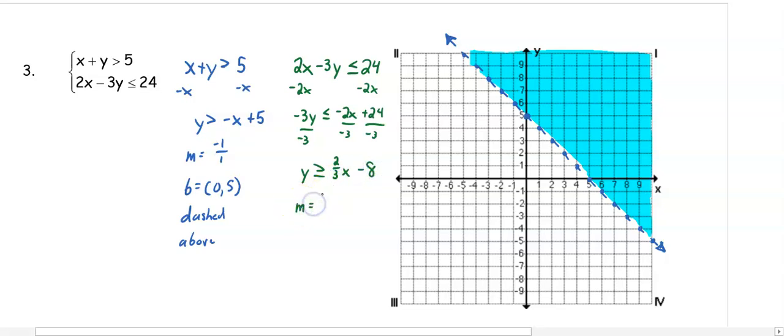So with this equation, our slope is going to be 2/3. Our y-intercept is going to be 0, negative 8. Because it's a greater than or equal to, we would have a solid line because of the bar underneath it, and we are going to shade above.